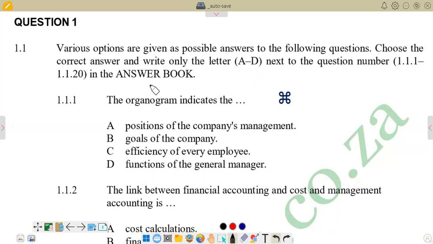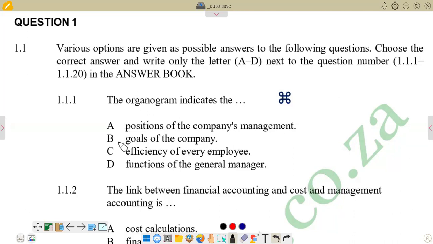In this video, we want to look at the question paper of June 2021. We're going to look at the first question of that question paper, that is question 1. We're going to go through the multiple choice questions, which is the first part of that question. It reads: various options are given as possible answers to the following questions. Choose the correct answer and write only the letter A to D next to the question number, that is 1.1.1 up to 1.1.20 in the answer book.